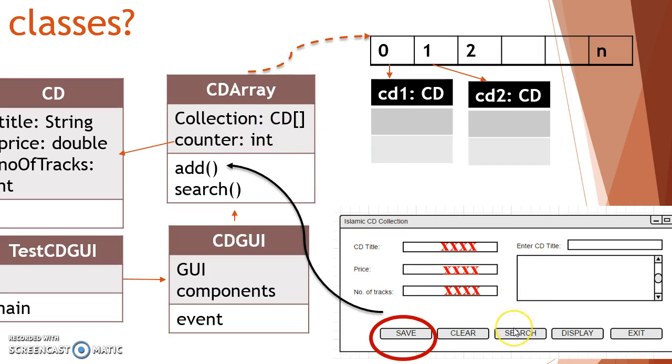The same goes for search. You enter the CD title here and then you press the search button. What will happen is that we invoke this search method and the output will be displayed here. Remember that the purpose of having a GUI implementation is just to get user input and to display output, nothing more than that. If possible, we want to separate the behavior of our implementation from the GUI behavior. So how can we actually link them?